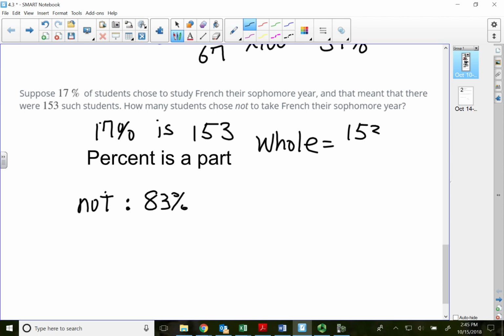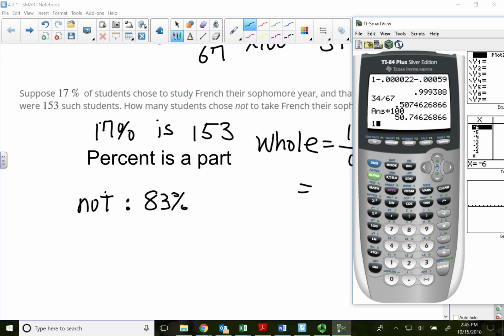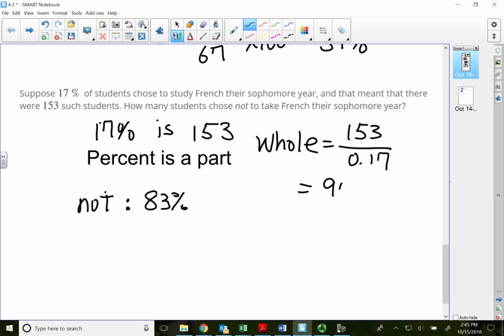So that's 153. Whole is part over the percent. 17% is 0.17. So once I divide 153 divided by 0.17, that tells me there are 900 students total.